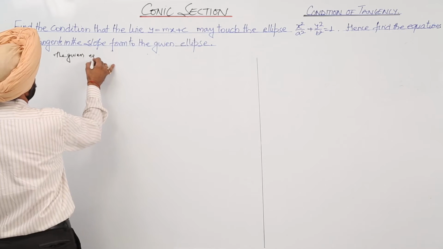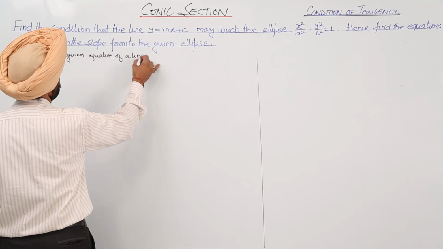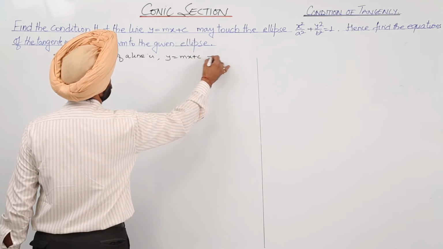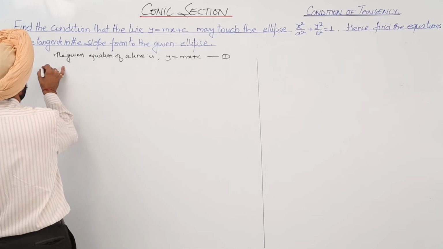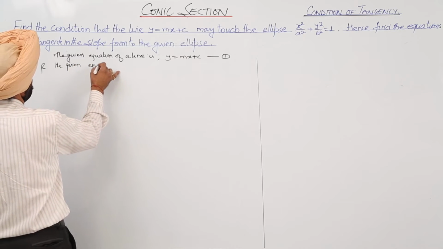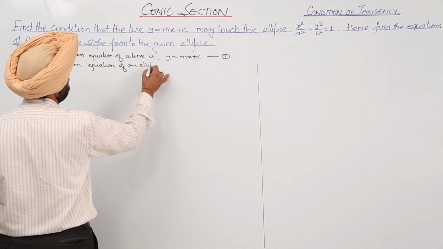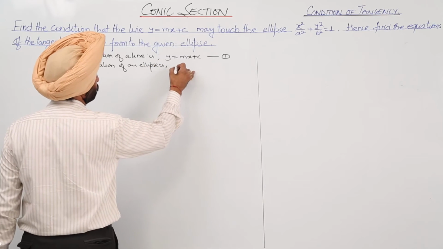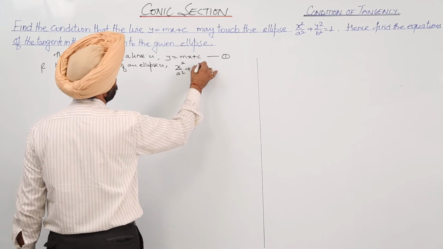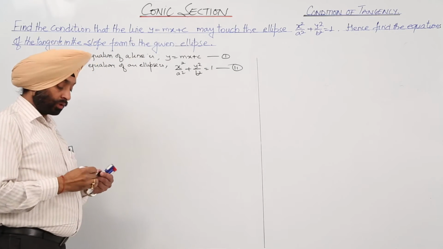Now the given equation of a line is y is equal to mx plus c, equation 1, and the given equation of an ellipse is x square upon a square plus y square upon b square is equal to 1, equation 2.